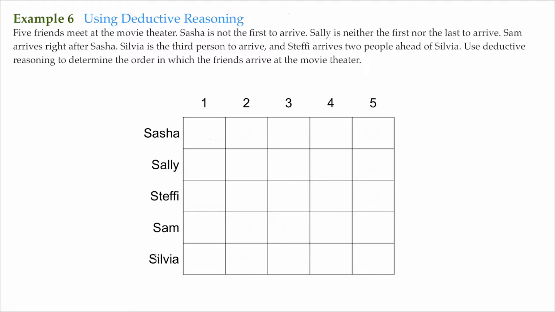And as you can see here, along the left-hand side, I have the friends listed. And across the top here, I have the order in which they arrive. And I'm going to use this table to help organize the information we collect, similar to the scorecard used in Clue. Now, there are 2 ways of getting information out of this word problem here.